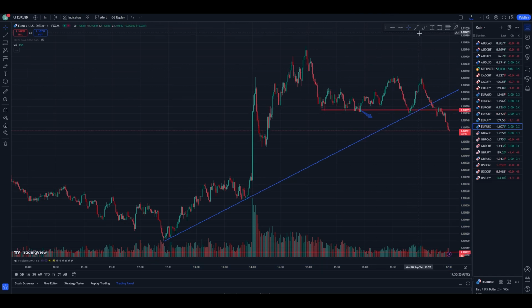Let's start analyzing the market. In this case, we have the euro-dollar, a great wonderful currency pair. We had a support level, we have a trend level, but we have already broken through it and the price has been gradually falling down.